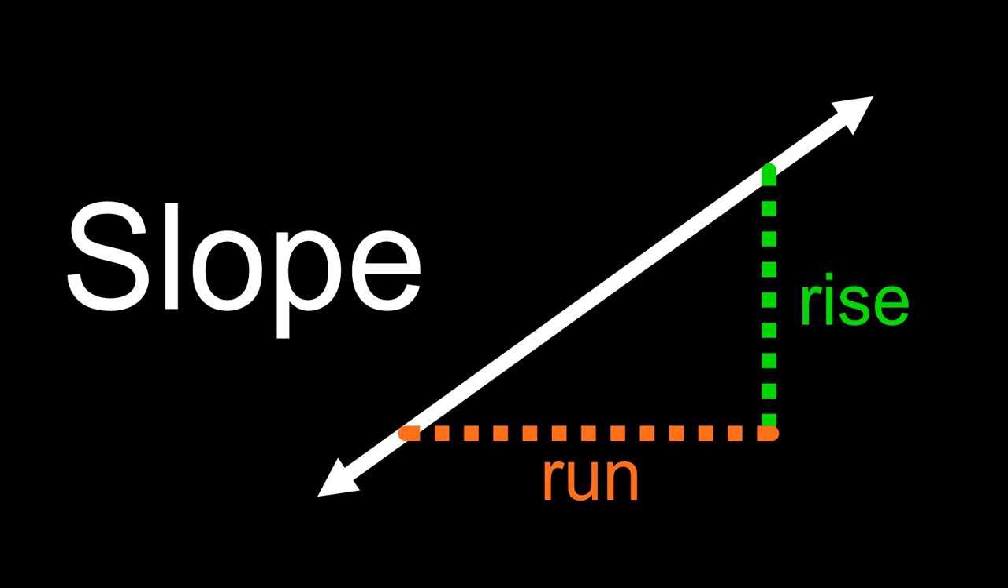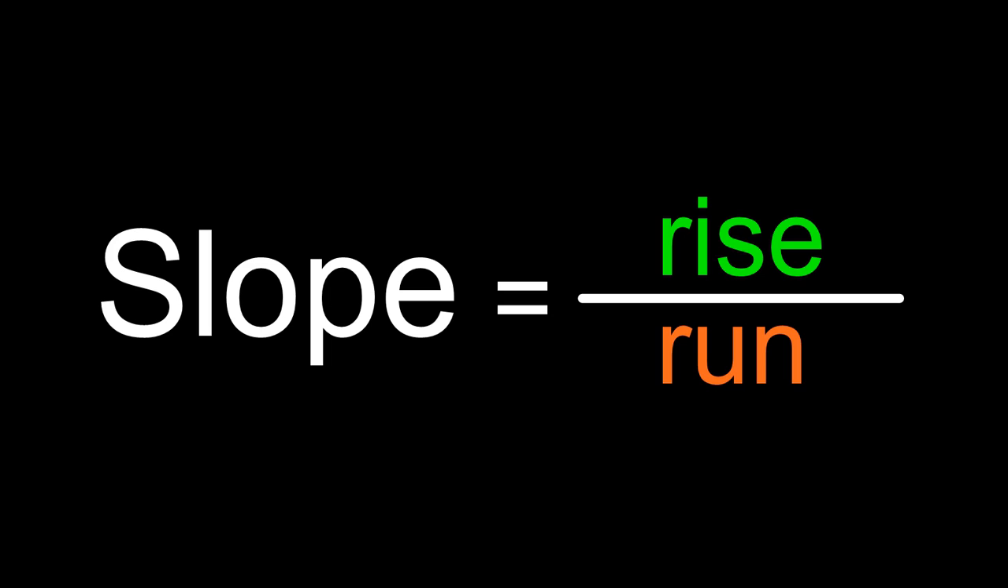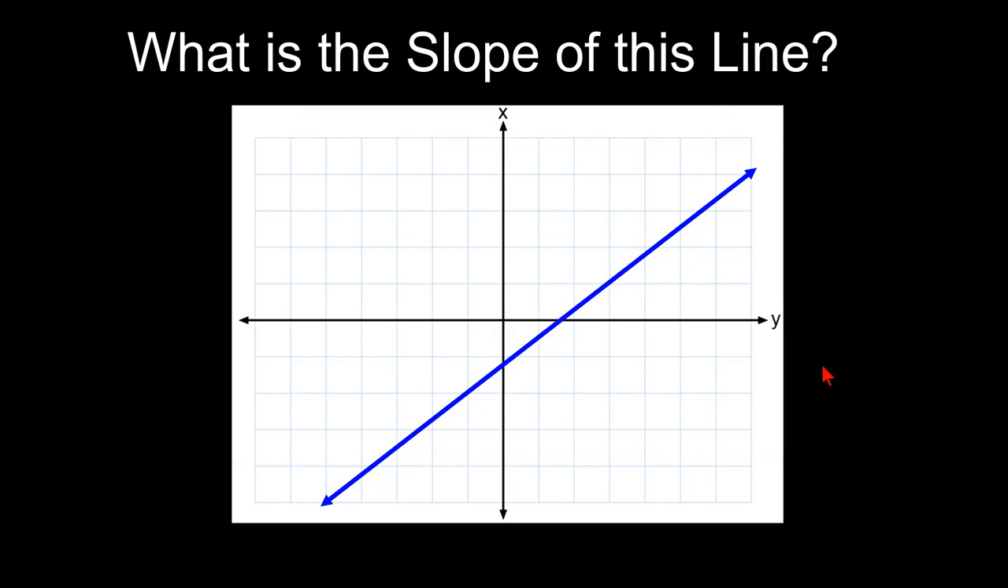All right, let's look at how to find the slope using the rise and the run. First, we want to know the equation. The slope is equal to the rise divided by the run. So let's look at a line, and we want to find the slope of the line.